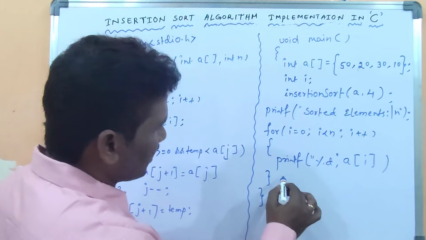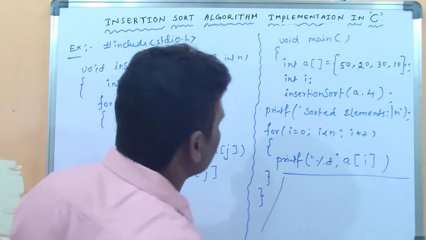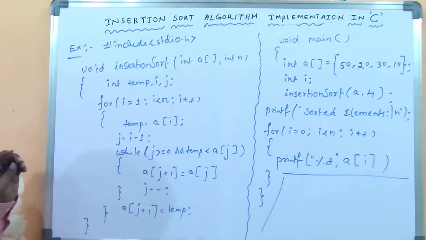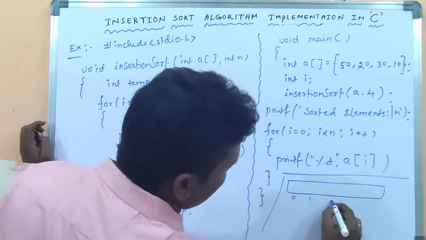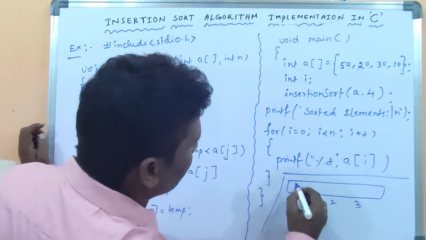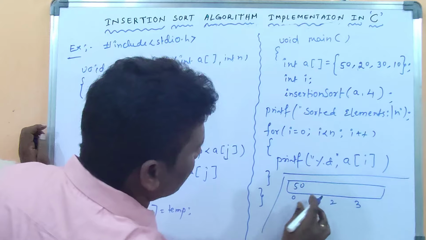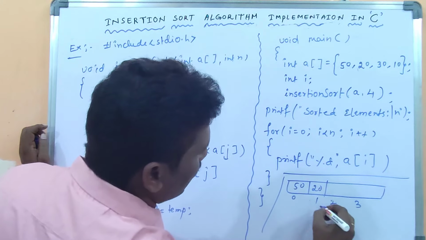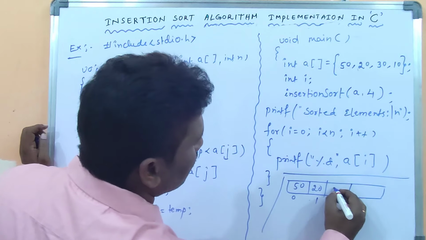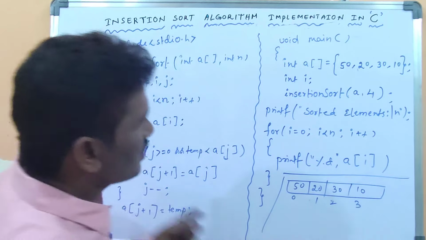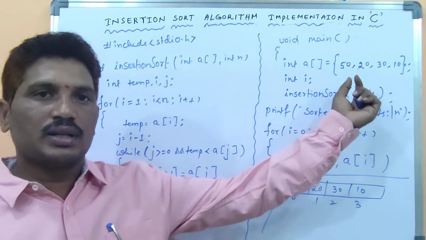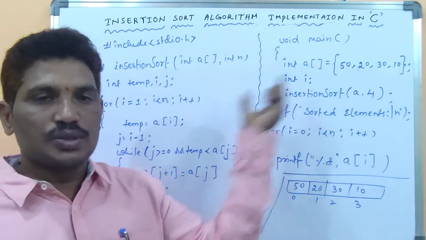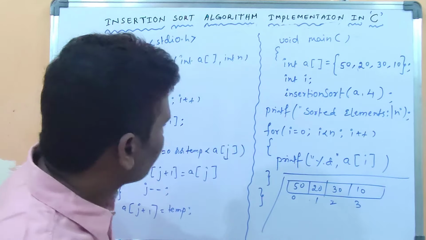Please, this space I can use for the explanation. How many elements are there? 0, 1, 2, 3, because there are 4 elements: 50, 20, 30, then 10. Whether these elements get sorted or not using this algorithm, we will see.